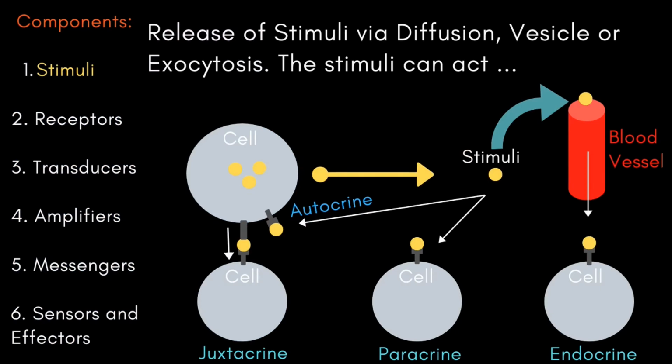Let's talk a little bit in more detail about our different components. First of all, we have the stimuli, and a cell can release stimuli via diffusion, vesicles or exocytosis. The stimuli can then act autocrine, juxtacrine, paracrine or even endocrine if released into our blood system.